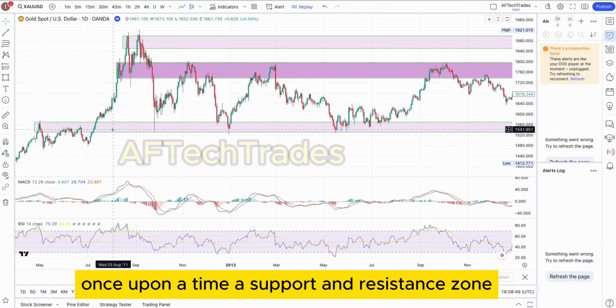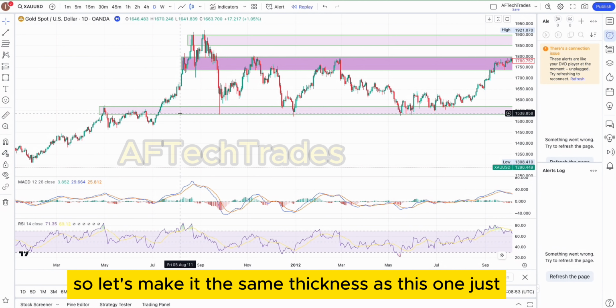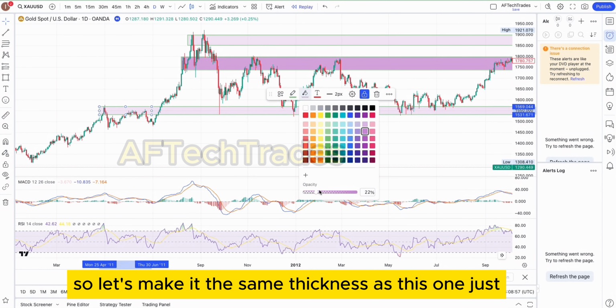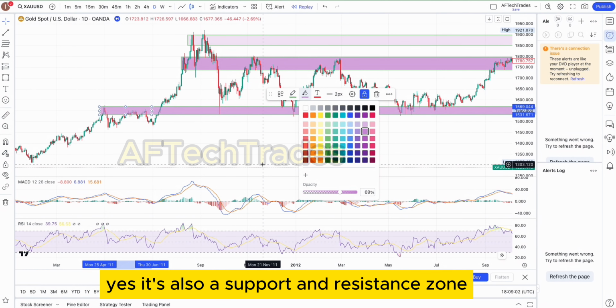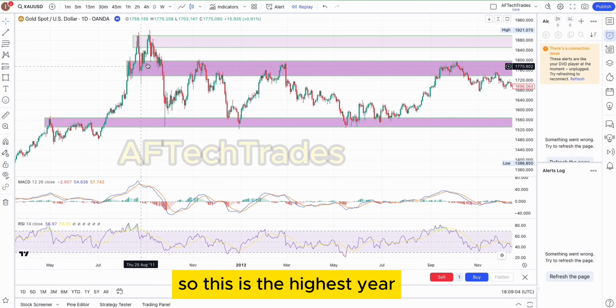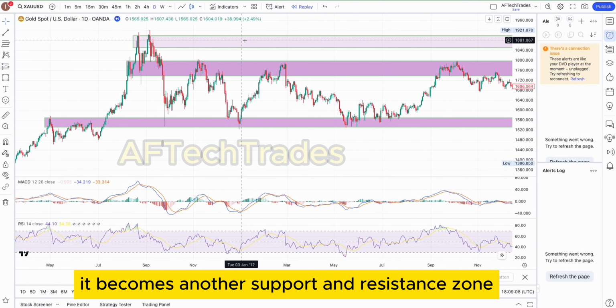This was also once upon a time a support and a resistance zone. So let's make it the same thickness as this one. Yes, it's also a support and resistance zone. So this is the highest here. When eventually this is broken up again, it becomes another support and resistance zone.